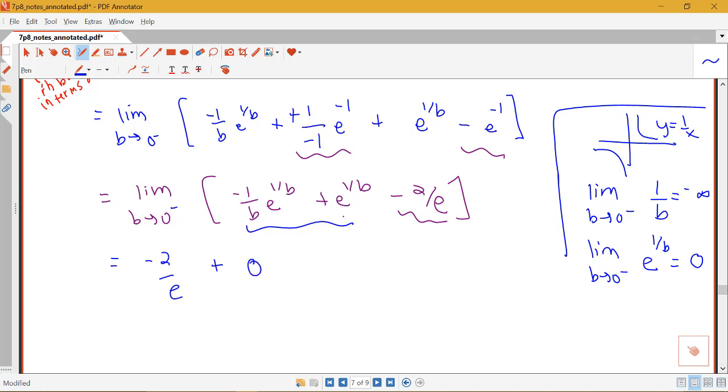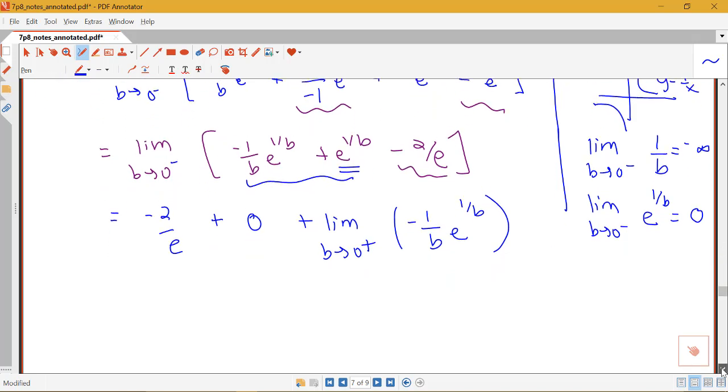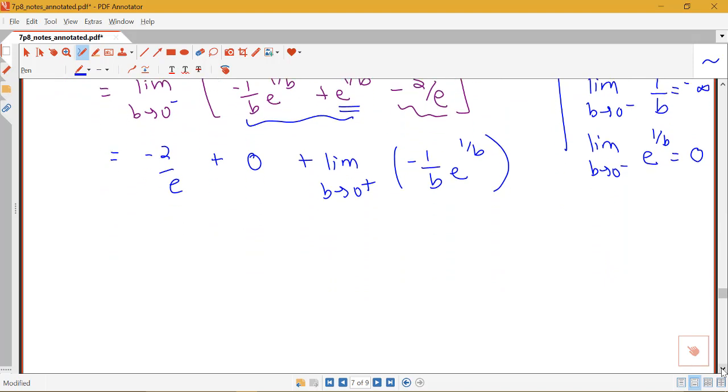Okay, so I have 0 for this piece, and then I need to worry about my limit here of negative 1 over b times e to the 1 over b. And this is where L'Hopital's rule is going to come in to this particular problem. Sorry, this should be a limit from the left. So we know that this 1 over b here, as we approach 0 from the left, is going to negative infinity. So this negative 1 over b here is going to infinity. And e to the 1 over b is going to 0.